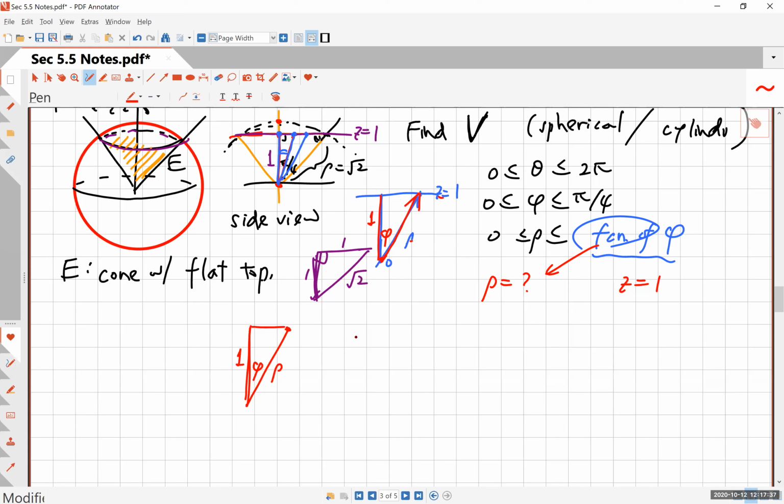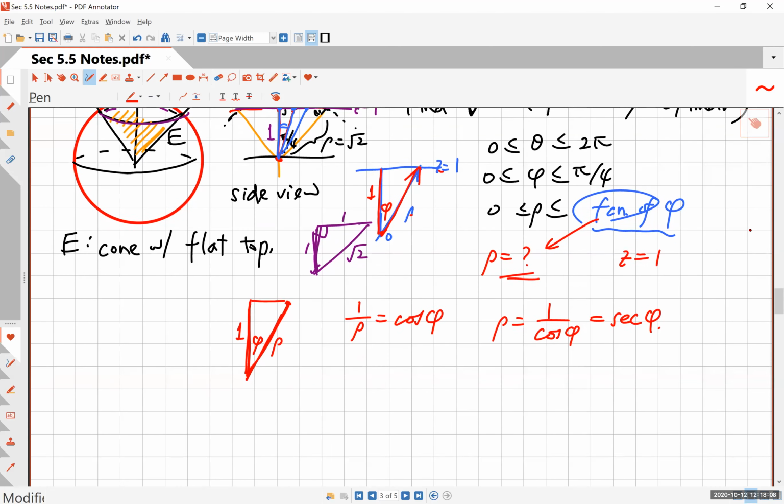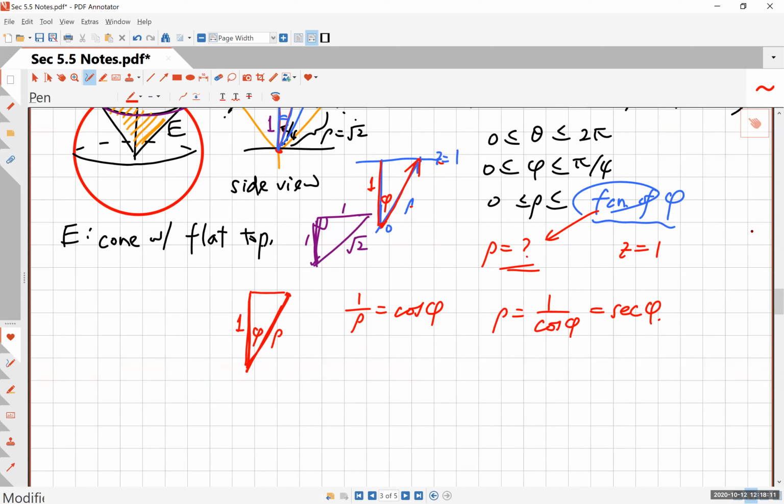Well, it looks like 1 over rho is some kind of a trigonometric function of phi. 1 over rho turns out to be the adjacent over the hypotenuse. That is the cosine of phi. So if you think about this, you can take the reciprocal of each. Rho is 1 over cosine of phi, which is called a secant of phi. And that is exactly what you need. Rho expressed as a function of phi is a secant of phi.